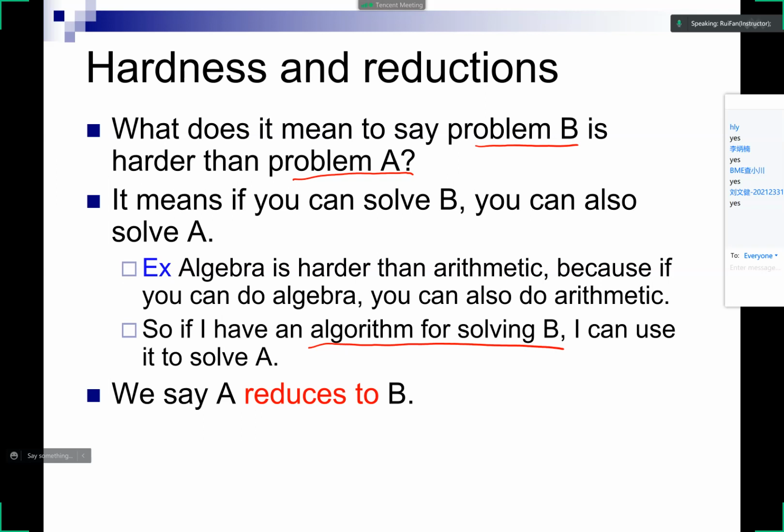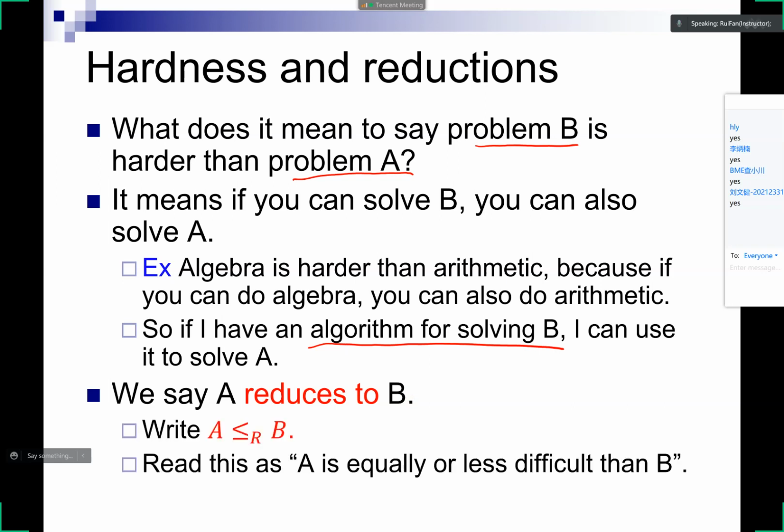When you have this easier problem A and this harder problem B, then we say that A reduces to B. In other words, in order to solve A, we can reduce that to solving this harder B problem. We have a notation for expressing that: A is less than or equal to B, with this R symbol over here. The way you read this is that A is equally or less difficult than B. The R stands for reduction.